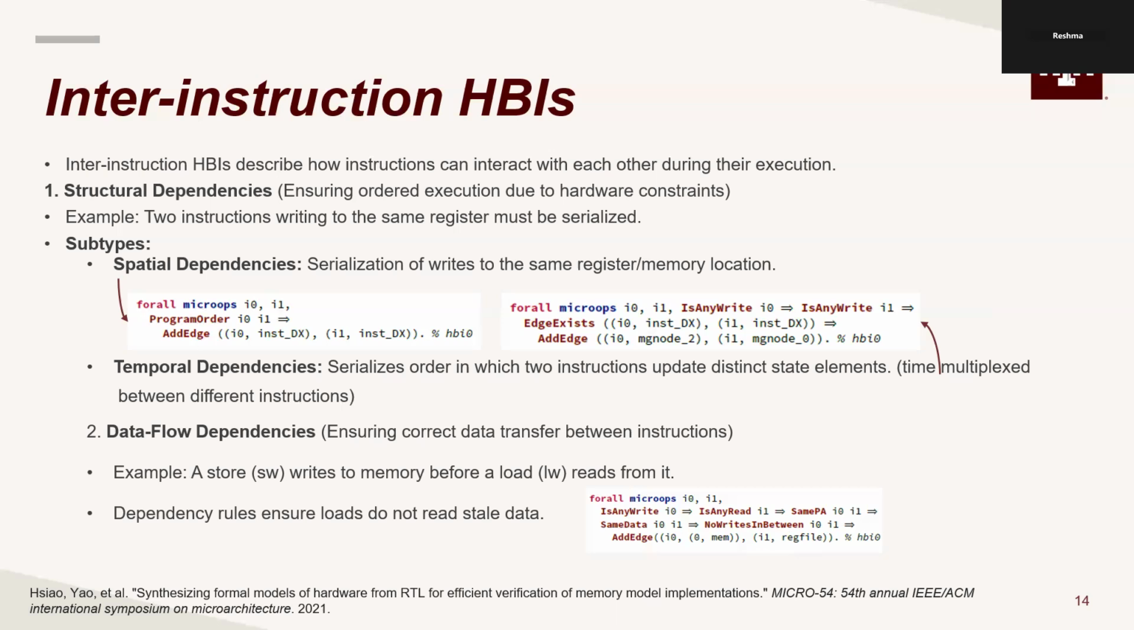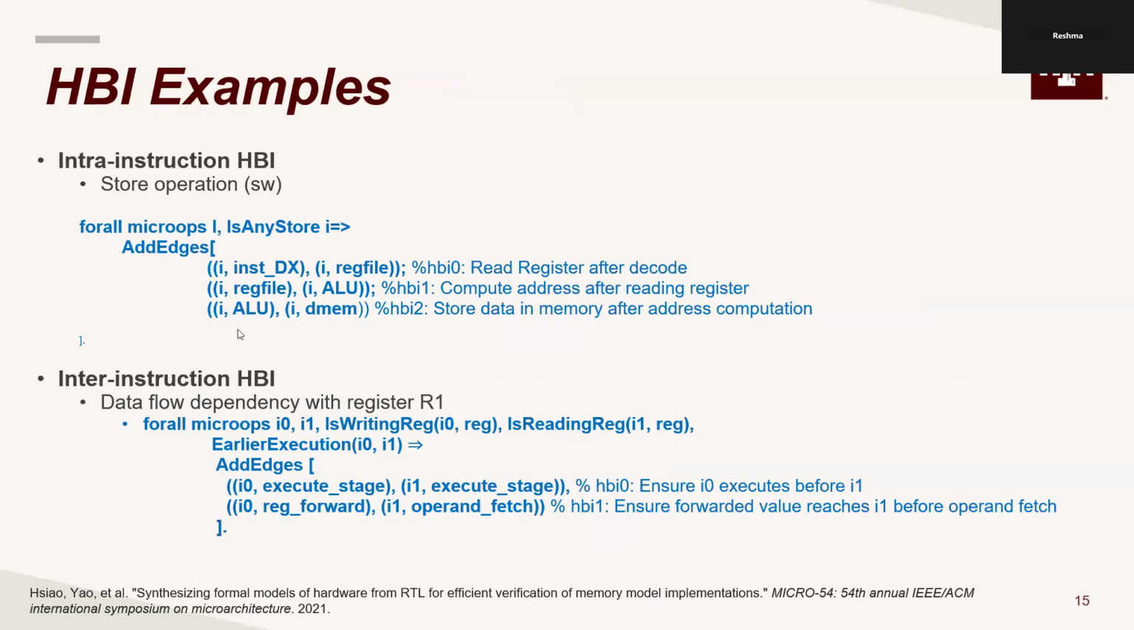Therefore, by capturing both intra and inter-instruction HBIs, the RTL2 microspec can systematically extract the RTL execution rules and convert them into microspec axioms, and this is the process of automating MCM verification. Now, Reshma and I came up with a bunch of our own examples to drive home this point of intra and inter-instruction HBIs. So let's have a look at them.